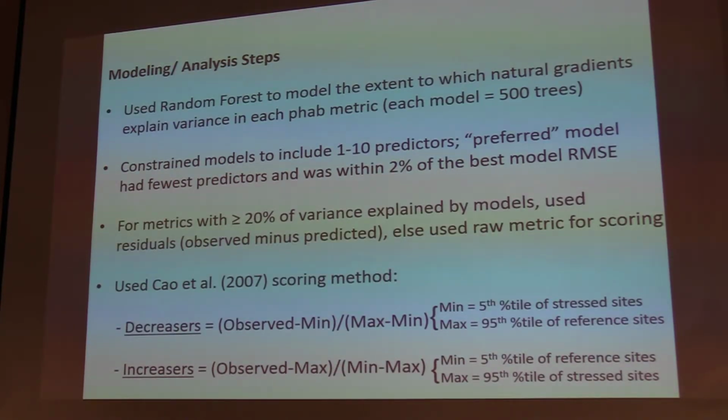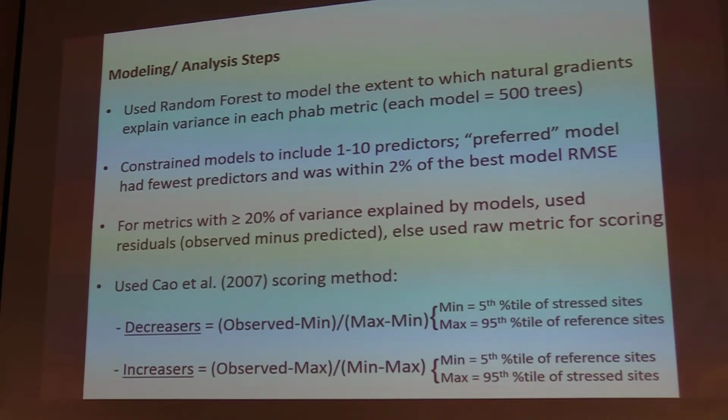Briefly, the analysis steps: we used random forests to model the extent to which natural gradients explain variance in each p-hab metric. We constrained the models to between 1 and 10 predictors, and the preferred model was the one that had the fewest predictors and was within 2% of the best model error, root mean squared error. That step was mostly just to minimize the number of predictors, to make it easier for people who want to use these models and use the index to actually score it. So it was basically simplicity for its own sake.